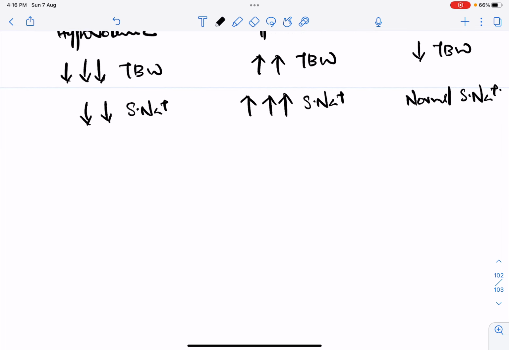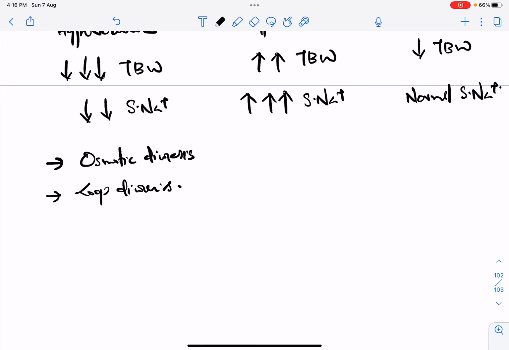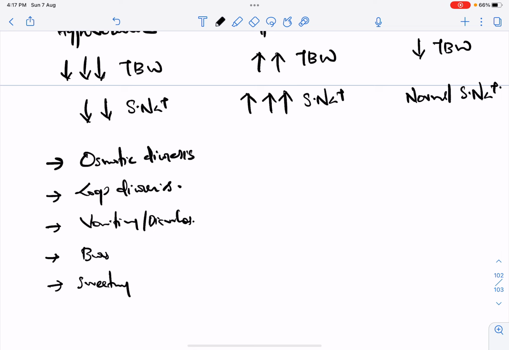Now let's see the examples for each category. For hypovolemic hypernatremia, the causes may be osmotic diuresis or loop diuresis, or vomiting and GI loss such as vomiting or diarrhea, or burns or sweating. These are the common conditions associated with hypovolemic hypernatremia.